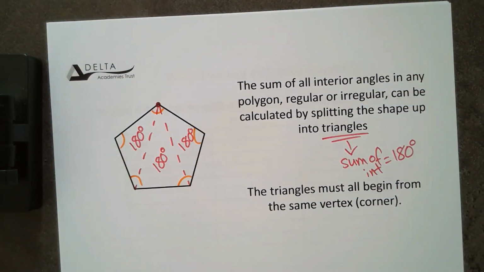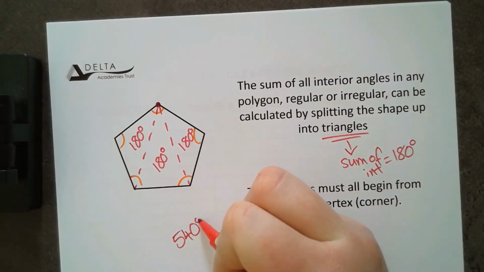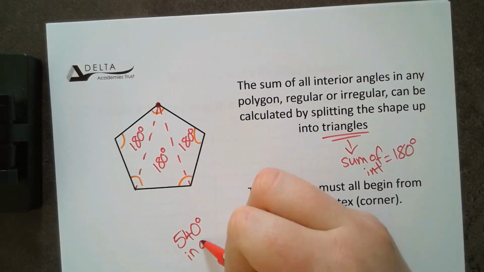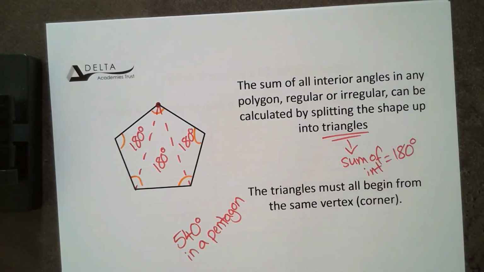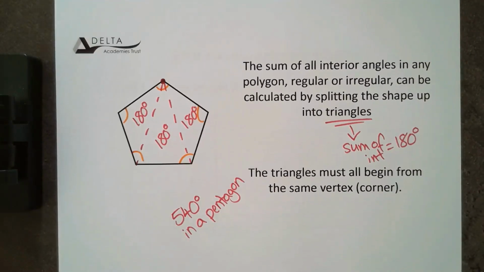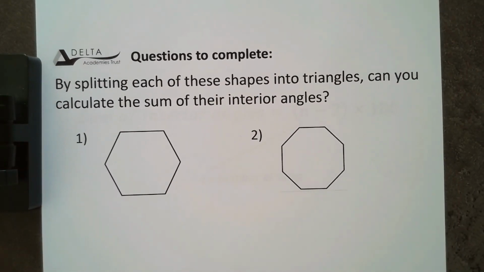So in total, I am going to end up with 540 degrees in a pentagon, because I know that it has 3 triangles within it. I'm going to challenge you to try and do the same for these ones. Can you give those a go now?